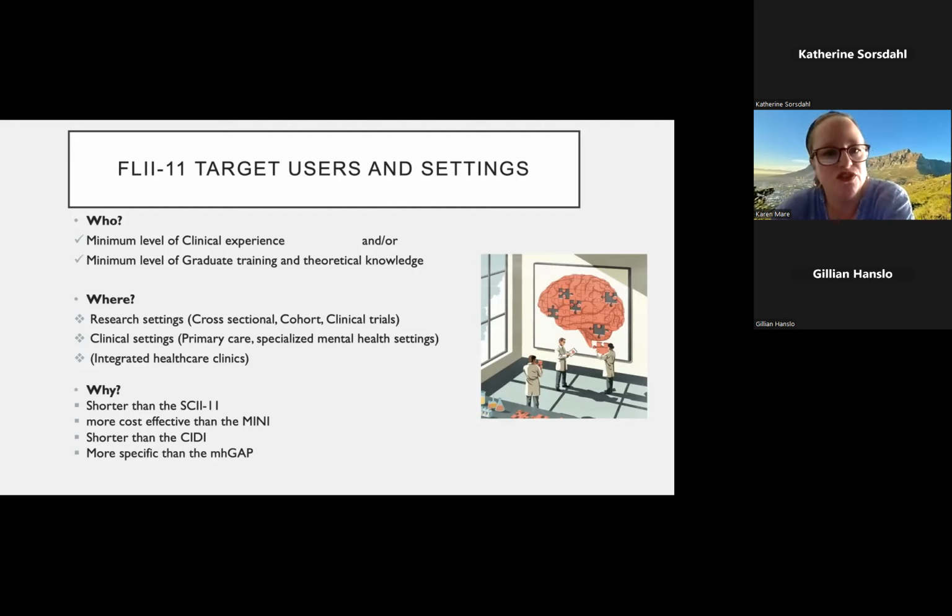And why would people choose the FLII-11? Because it is shorter than the SCID-11, even though it's not as 100% sensitive and specific. It's more cost effective than the MINI. It is shorter than the CIDI, which is in any way not adapted for ICD-11. And it's much more specific, like I said, than this mental health gap intervention guide.